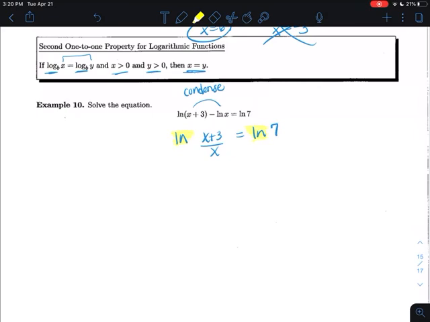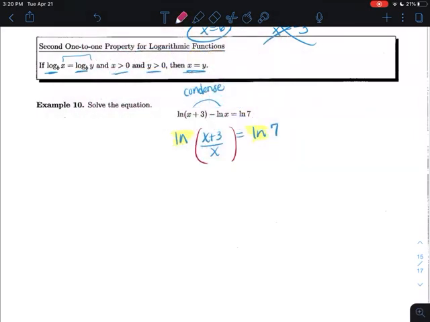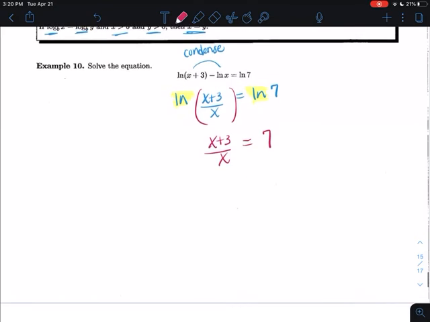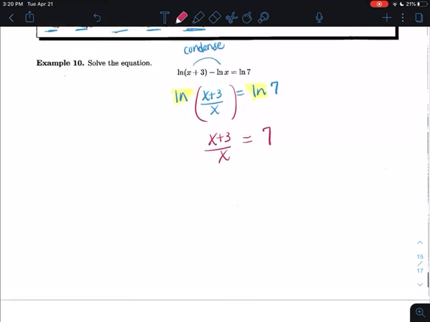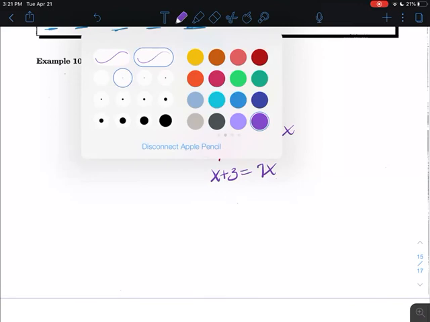So since they both have this ln in front of both sides, that means that this fraction x plus 3 over x has to be equal to 7. So you drop off the ln and then you set what's beside it equal to each other. And then you solve. So to solve this, I'm going to multiply both sides by x to get rid of the x in this denominator. So x plus 3 equals 7x.